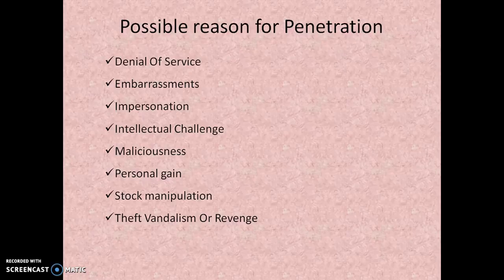What are the possible reasons for penetration of the security? These are the main reasons for security penetration. First one is denial of service. Embarrassment is the next one. Impersonation is one of the reasons. Intellectual challenge, maliciousness, personal gain, stock manipulation, theft, vandalism or revenge are some of the mostly used motives for penetration of the security.